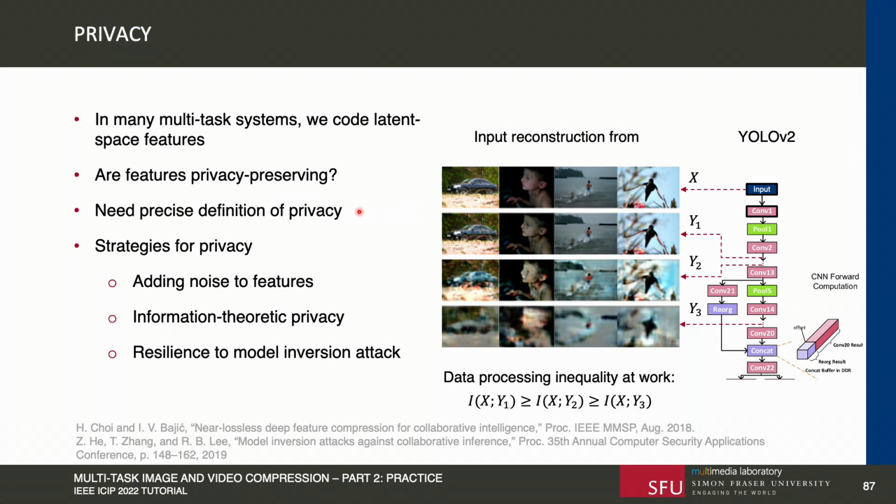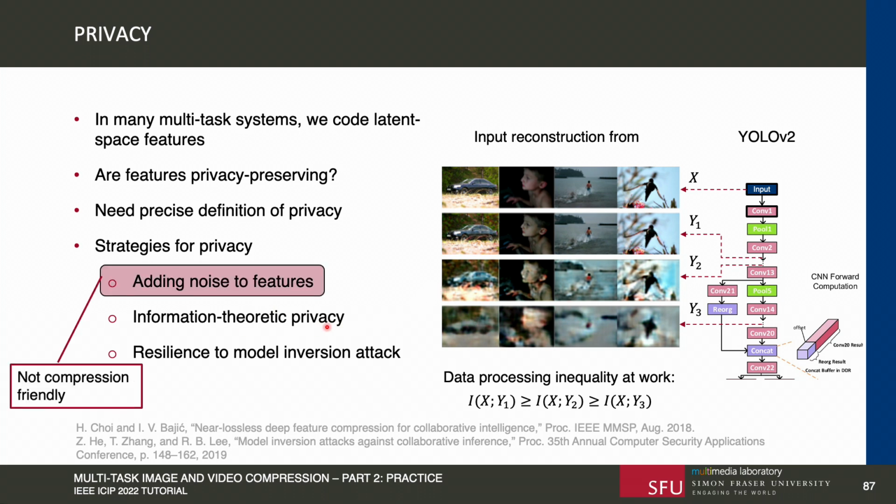So some of the strategies for privacy that have appeared in the literature are things like adding noise to features, or information theoretic privacy, or resilience to model inversion attacks. Model inversion is exactly this process of trying to recover the input from some features inside the model. And among these, adding noise is not very compression friendly. That would obviously increase our bit rate. But we'll see that the two other principles can in fact be used in conjunction with compression.